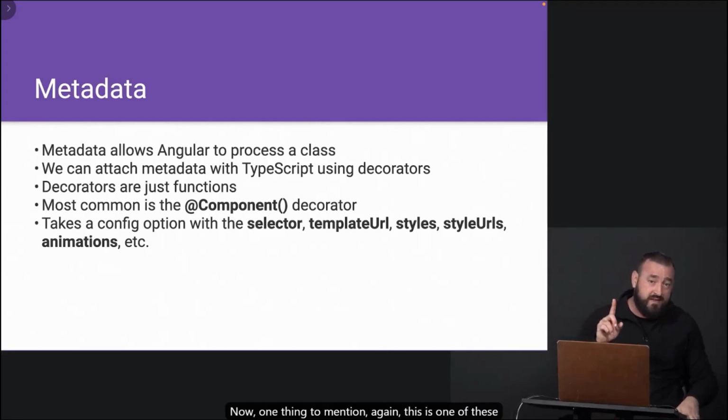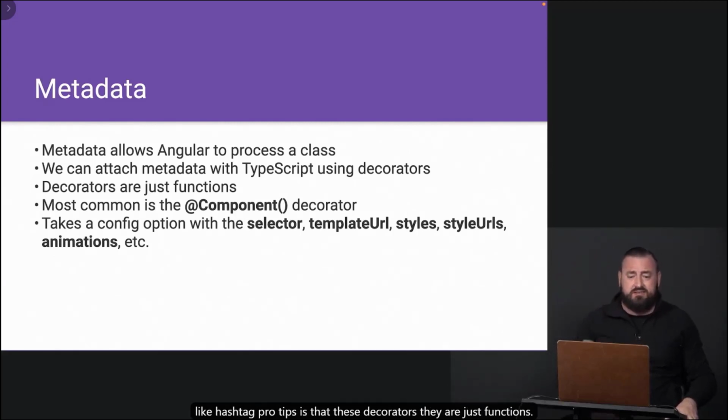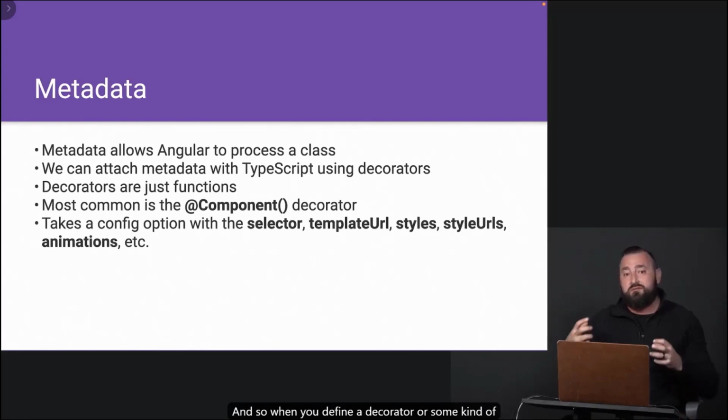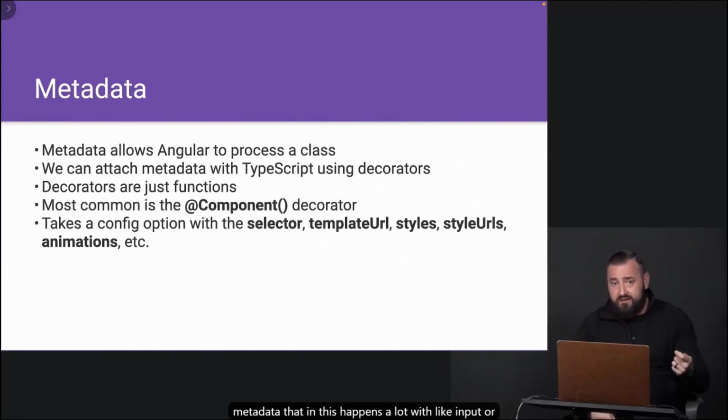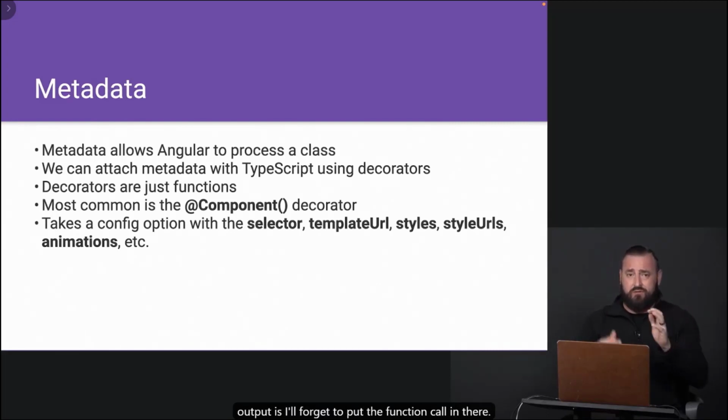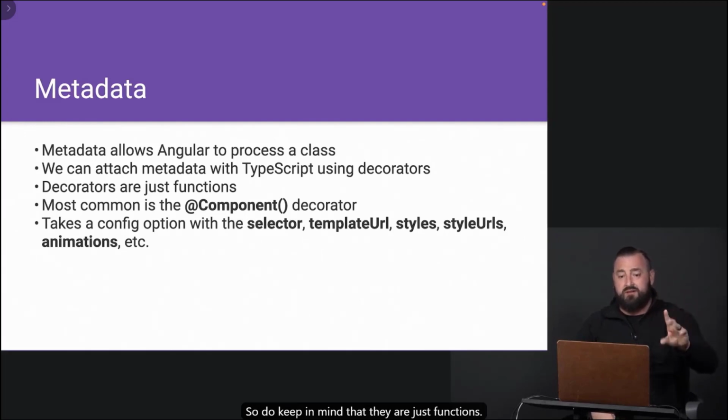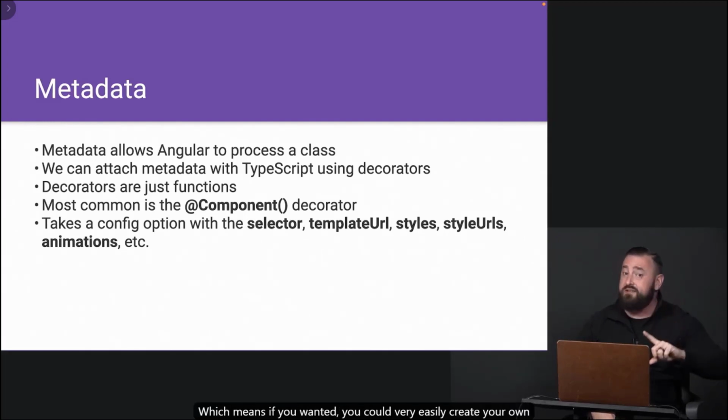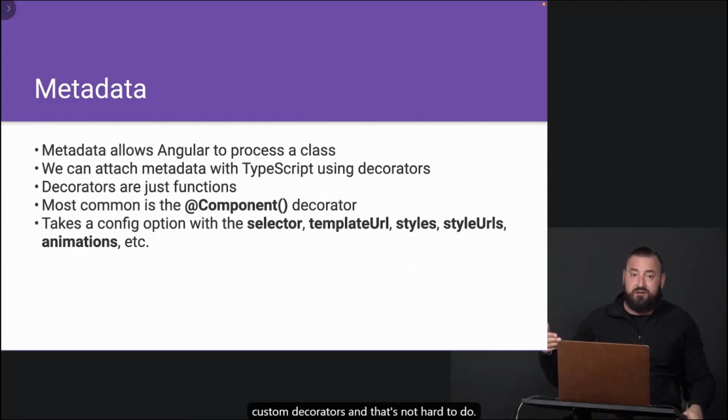Now, one thing to mention, this is one of these hashtag pro tips: these decorators are just functions. And so when you define a decorator or some kind of metadata, and this happens a lot with Input or Output, I'll forget to put the function call in there. So those are the parentheses. As a result, it just doesn't work. So do keep in mind that they are just functions, which means if you wanted, you could very easily create your own custom decorators, and that's not hard to do.